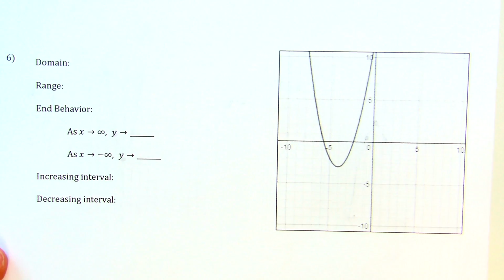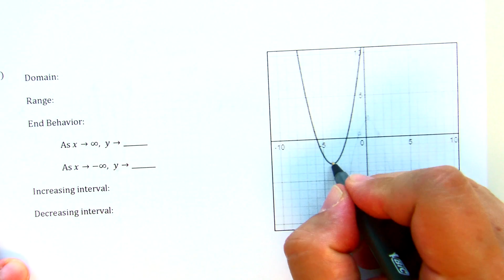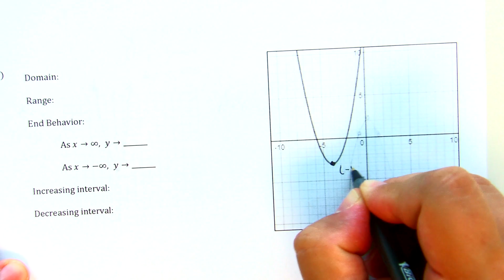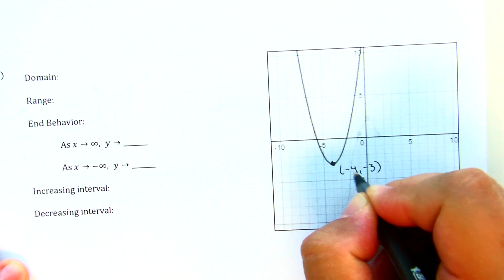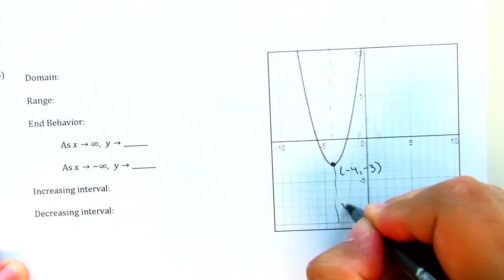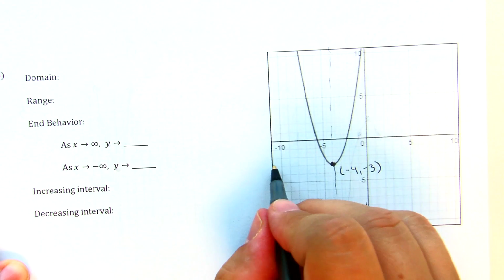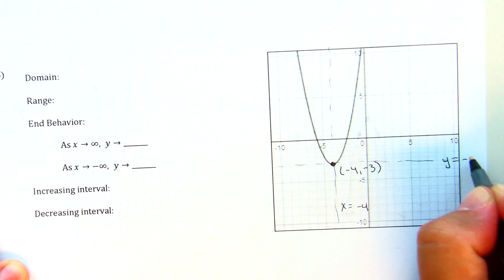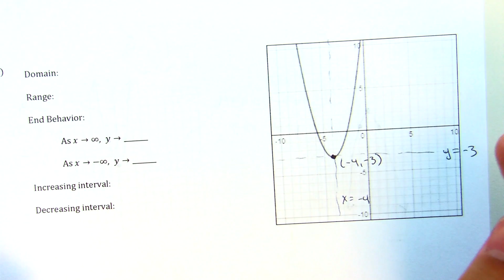I'm going to go through this one a little faster. So here's my vertex. It's at negative 4, negative 3. So this is my axis of symmetry. My axis of symmetry is at x equals negative 4. And I can sort of say, here's the bottom of the graph. It's right here at y equals negative 3. And if I have all that, it makes this a lot easier.